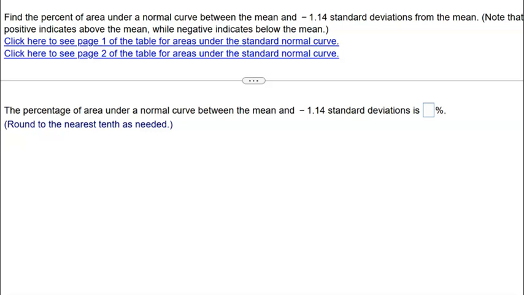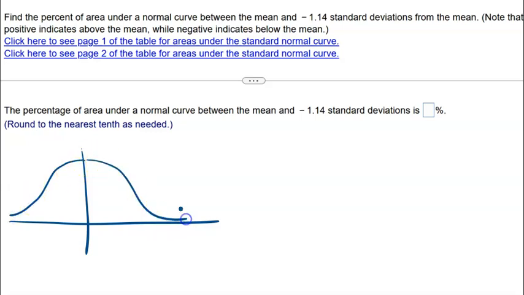All right, you ready? Find the percent of area under a normal curve between the mean and negative 1.14 standard deviations from the mean. Know that positive indicates above the mean while negative indicates below the mean. If I draw a picture of what's happening, this is what's going on, and we have negative 1.14. Now it says the area between the mean and negative 1.14 standard deviations of the mean.